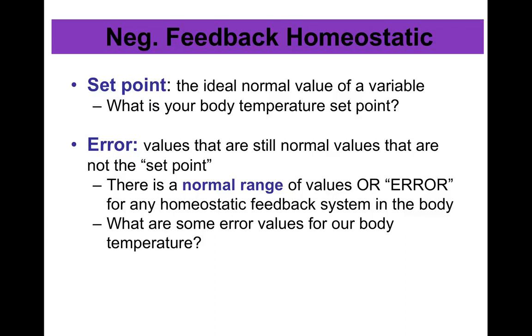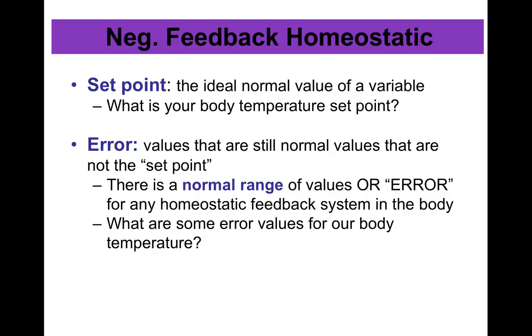So let's take a look at a couple of words when we discuss this, and then we'll go to an example. Set point. Set point is an ideal number that is considered to be what you want to be at. For instance, for body temperature, that number would be 37 degrees centigrade. Error would be a small amount of change within the set point, which is still acceptable, but we just don't want to go too far from it. So a normal range, for instance, for body temperature is half a degree below 37 and half a degree above 37, so your error range would be 36.5 to 37.5.